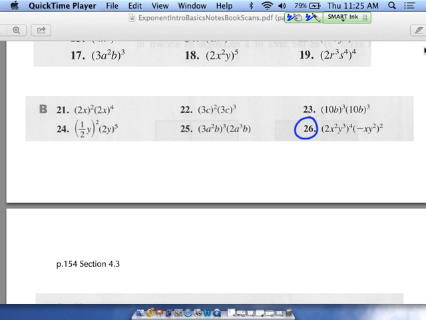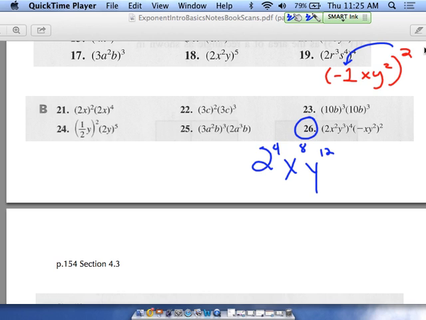Number 26 is 2 to the 4th, x to the 4 times 2, which is 8, and y to the 3 times 4, which is 12. The next expression, I have a negative sign squared. So you could, if it helps you, think of this as negative 1 times xy squared, squared. The only reason I take time to write that out in that way is to make sure that you remember to square the negative, making the end result positive.